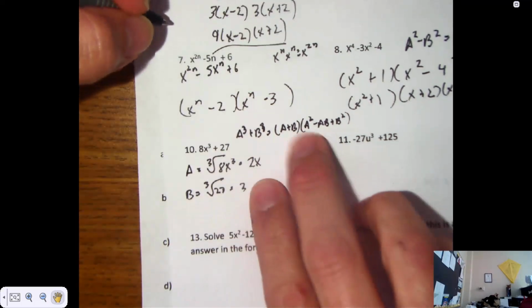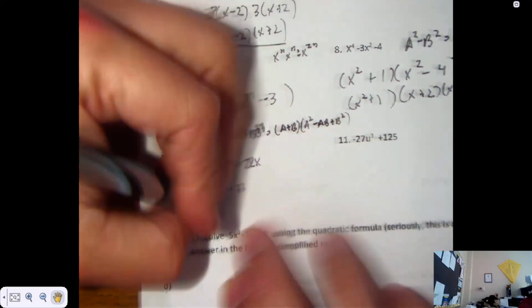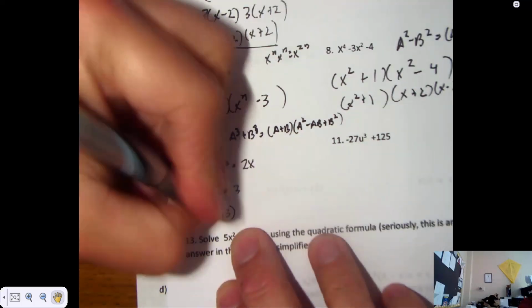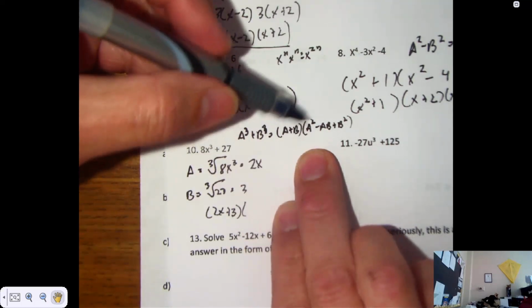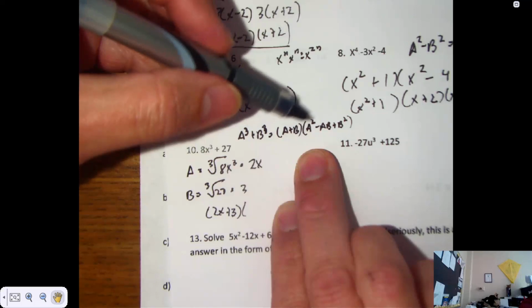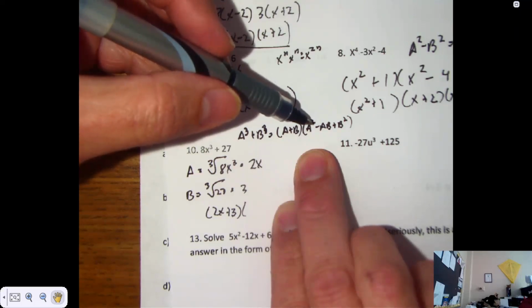And then you just plug into this formula, kids. It's a 2x plus a 3. What are you supposed to do with a here? Square it. What's a 2x times a 2x? If you write 2x squared, it's wrong. What's 2x times 2x? 4x squared.